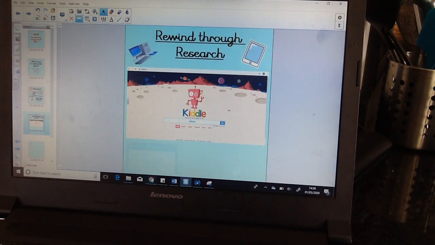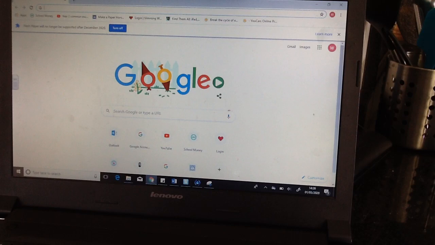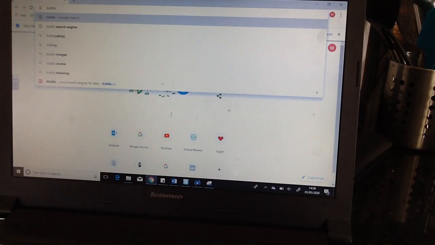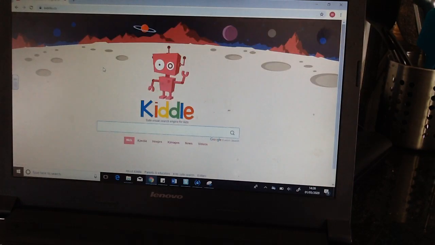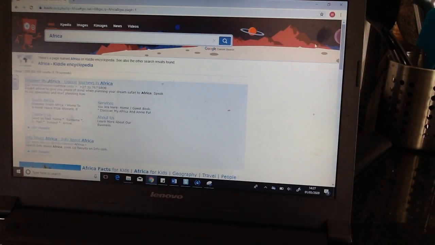You will go onto your internet browser at home and you will probably get Google. What you will type in is Kiddle, a child-friendly search engine, so it's a very safe one. But we do need to make sure that when we are online, we stay safe and don't give any information to anybody. If there's anything we're unsure about, we need to tell our parents. It brings up our search engine, and we type Africa into it, and it will bring up lots of child-friendly things.